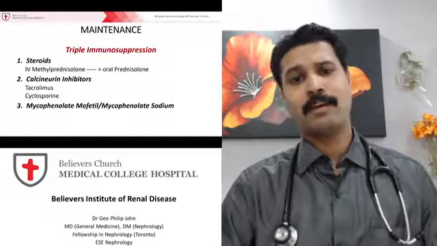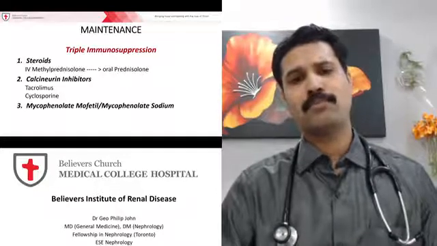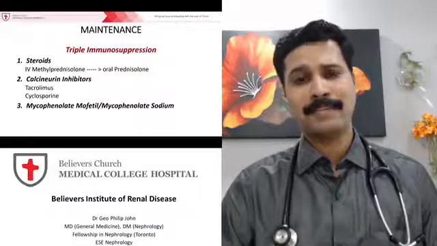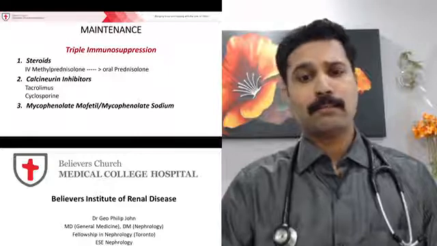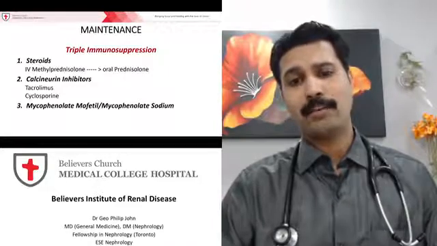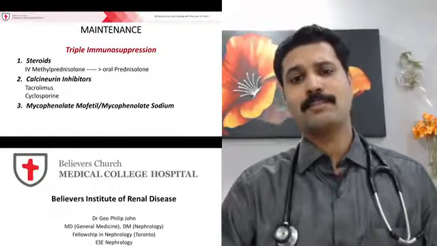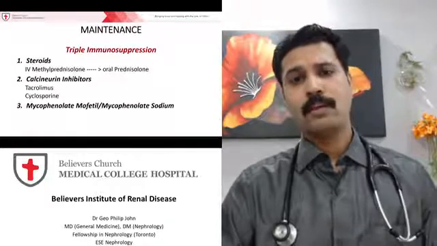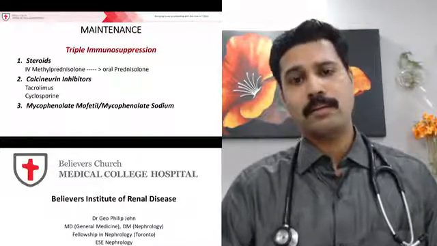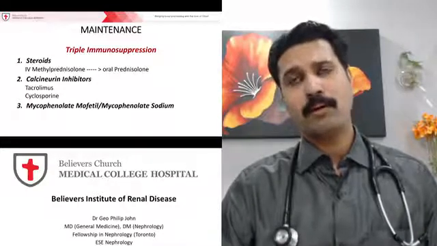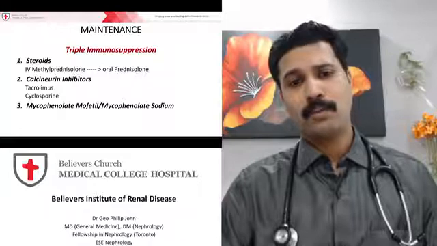The third agent used in triple immunosuppression is mycophenolate mofetil or mycophenolate sodium, which is an anti-proliferative agent. The active metabolite of this drug is mycophenolic acid, and it reversibly inhibits inosine monophosphate dehydrogenase and thereby inhibits the synthesis of guanosine monophosphate. So this agent is important in the triple immunosuppression of renal transplant patients.